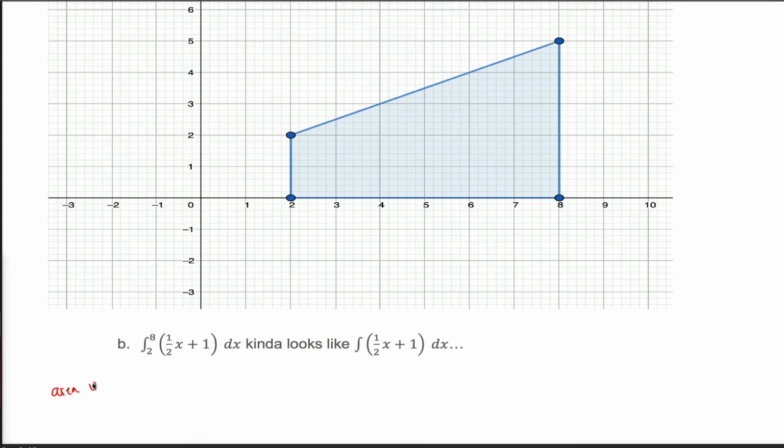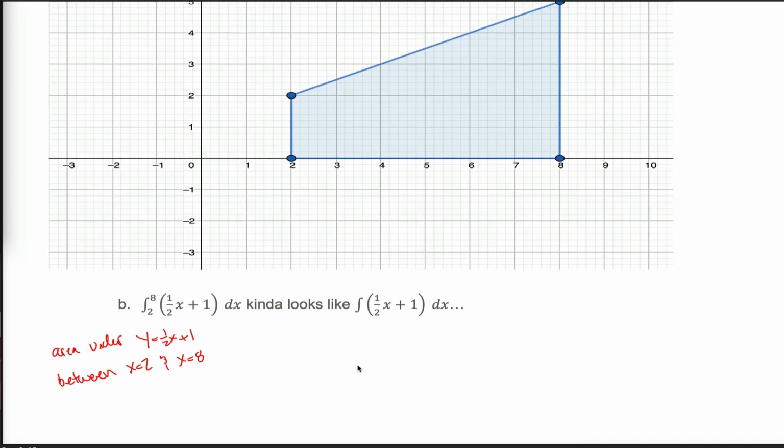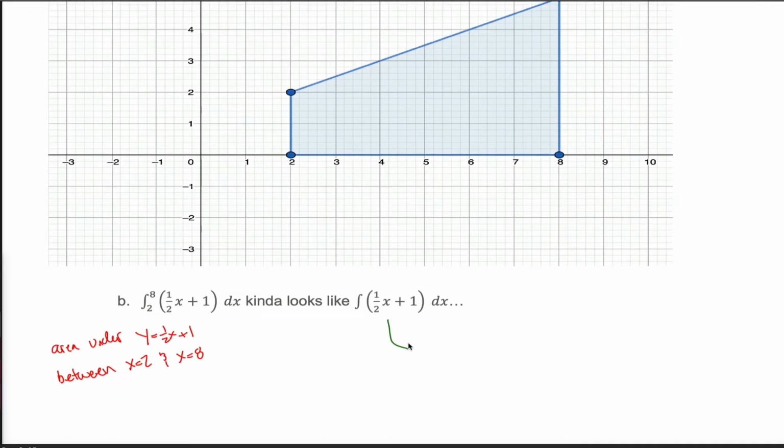I wonder if that means somehow there's a connection between this idea, which again, to be clear, is the area under y equals 1/2 x plus 1. And when I say the area under, I mean below that line and above the x-axis between x equals 2 and x equals 8. That's what this means. This means something totally different. Could not be more different, even though it looks really similar. This means figure out the antiderivative of this function. And thanks to the last video, we can do that.